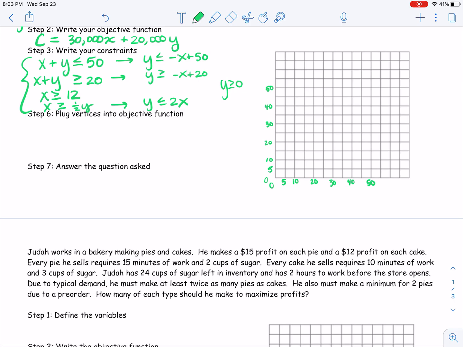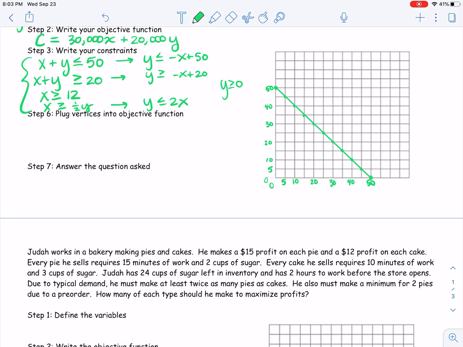Y is less than or equal to negative x plus 50. So I'm starting at 50, using a -1 slope, so I know it's going to have this. And it is a solid line because it's less than or equal to. And so here I am.